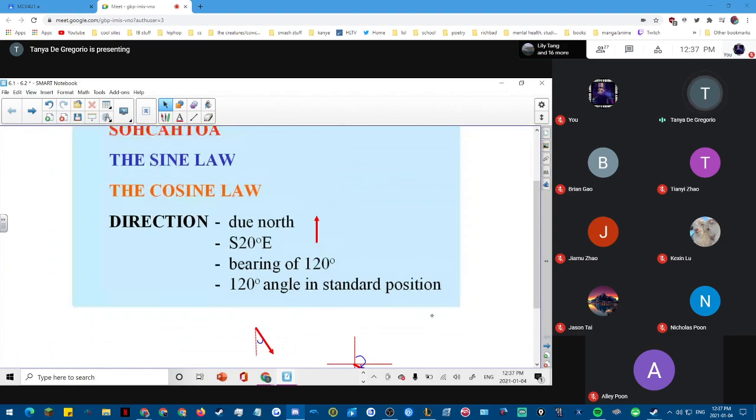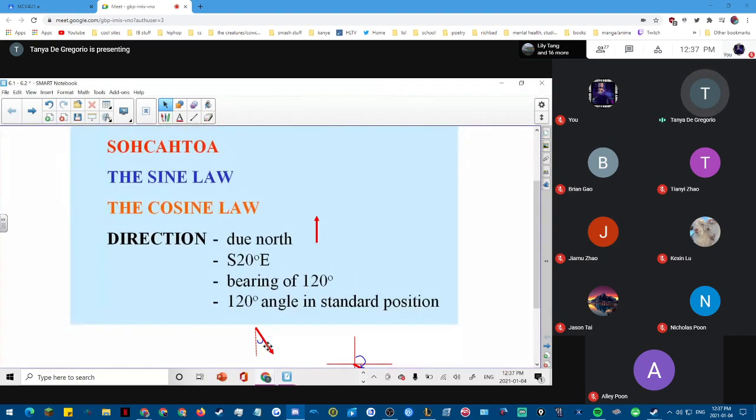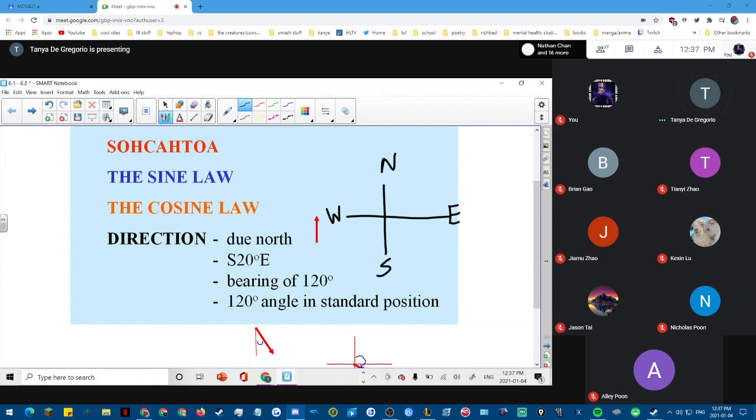20 degrees east of south. So hold on a second here. For some reason, my PDF is not cooperating with me. Okay, let me just draw it. So if we're talking about 20 degrees east of south, here's your compass. We're starting from south, and we want to go 20 degrees east. So 20 degrees towards east. That's 20 degrees east of south.